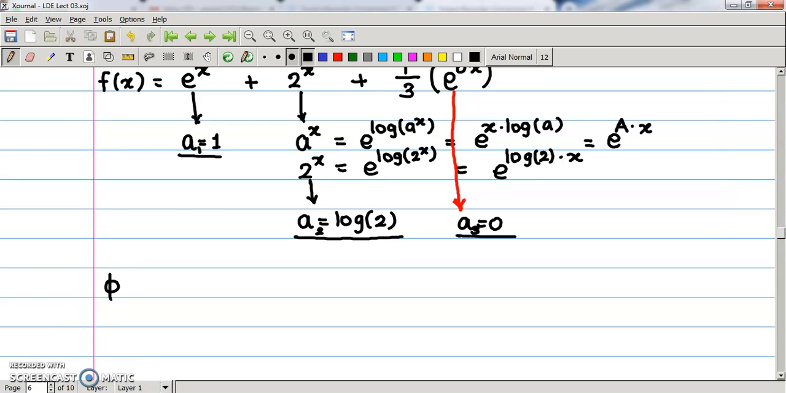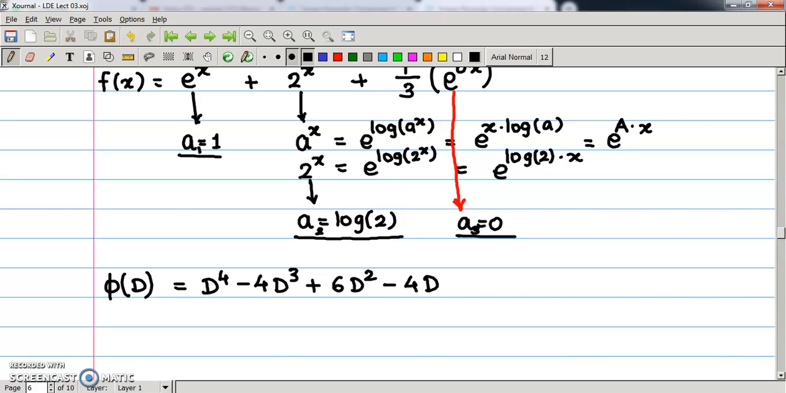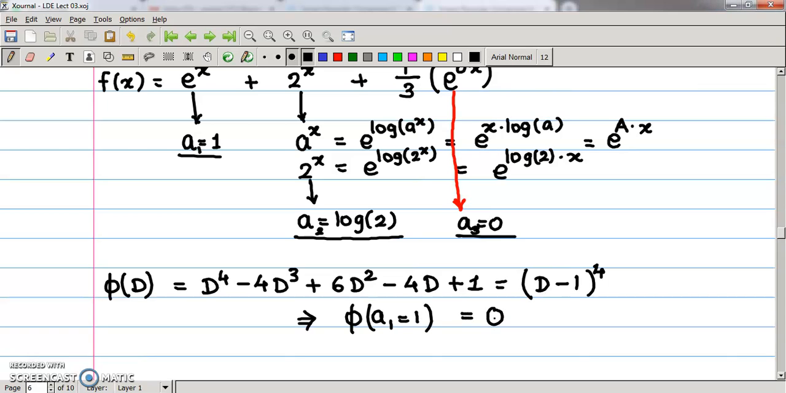To identify a case of failure, we consider the auxiliary equation, which is D^4 - 4D^3 + 6D^2 - 4D + 1. We can rewrite this as (D - 1)^4, not square, this is raised to 4. We first check whether a case of failure exists when we replace D by a1, where a1 is equal to 1. If we replace D by 1, we get 0. So we get a case of failure for a1.